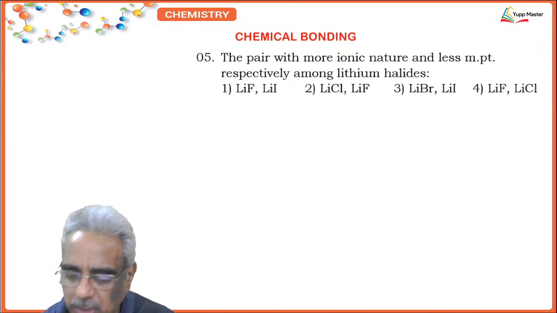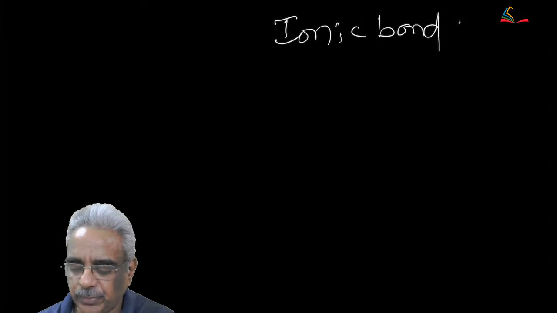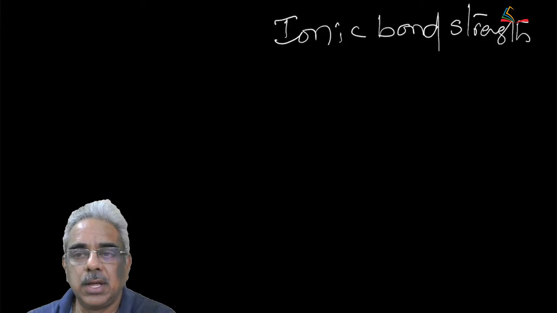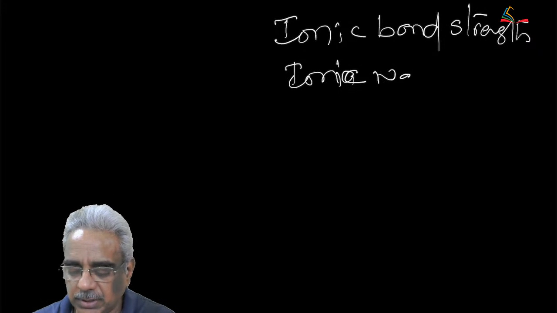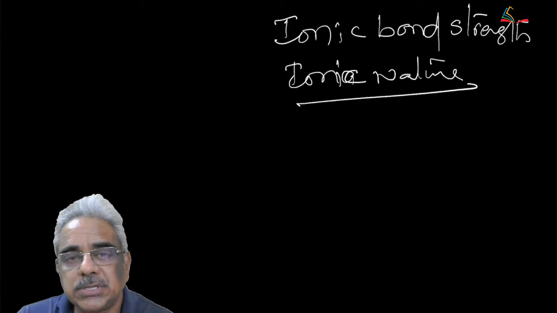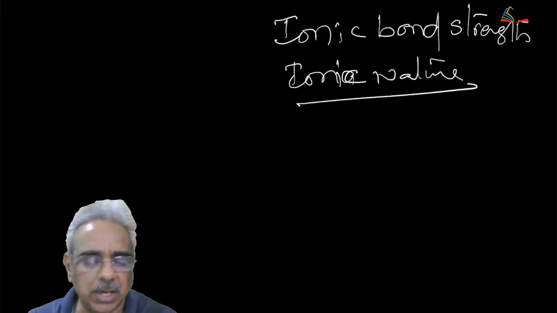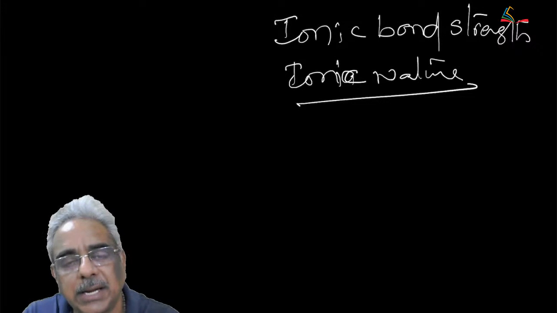See, here I would like to advise you something very, very important. Ionic bond strength is different. Ionic bond nature is different. Ionic nature means how good an ionic compound it is. And bond strength is how good the cation and anion attract each other.